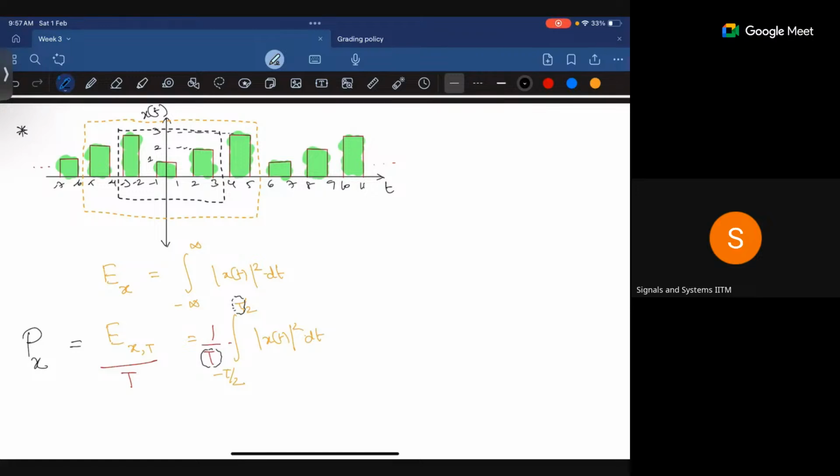You can start from, so here what is the period firstly? Let's fix the period first. So what is the length of the period? Or what is the fundamental period of the signal?